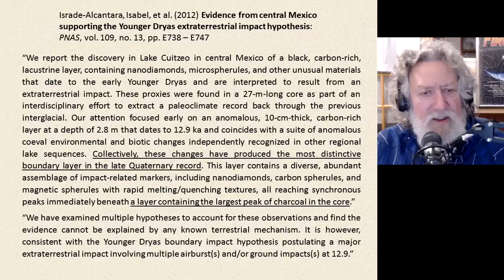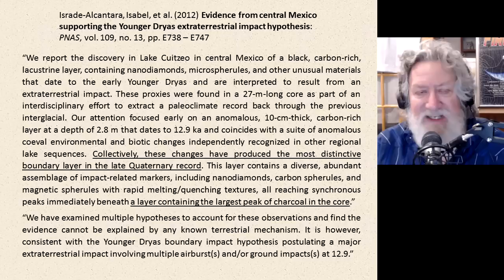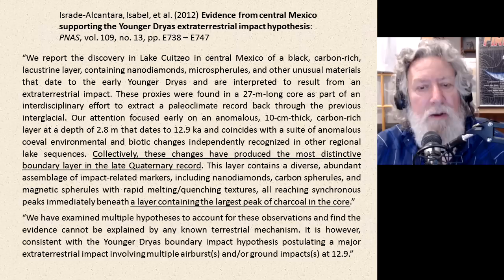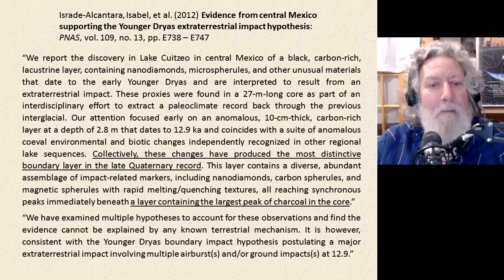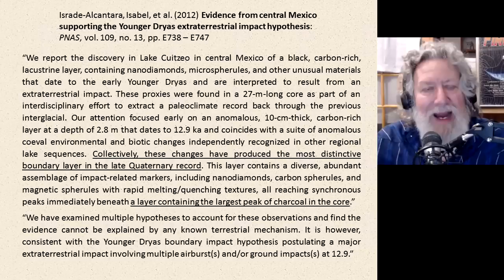So the team goes on to say, we have examined multiple hypotheses to account for these observations and find the evidence cannot be explained by any known terrestrial mechanism. It is, however, consistent with the Younger Dryas impact boundary hypothesis, postulating a major extraterrestrial impact involving multiple airbursts. Airburst, now they have the S in parentheses so that you can read it as a single airburst or multiple airbursts, right? And/or ground impact at 12.9.